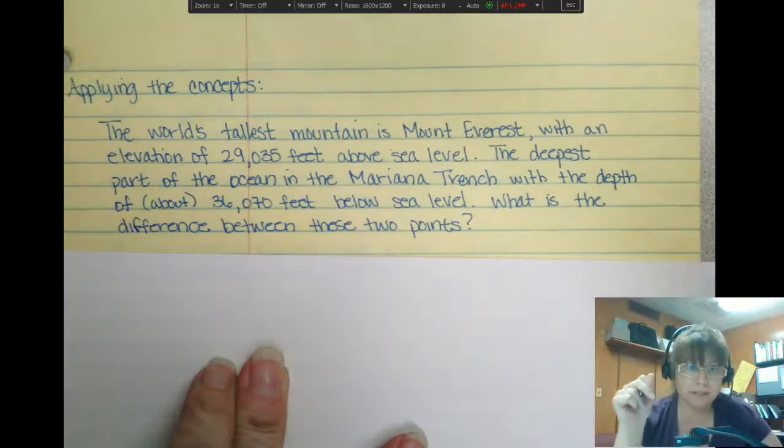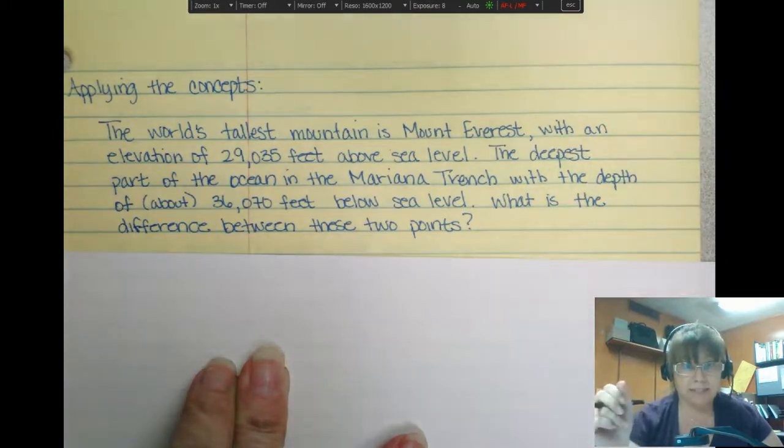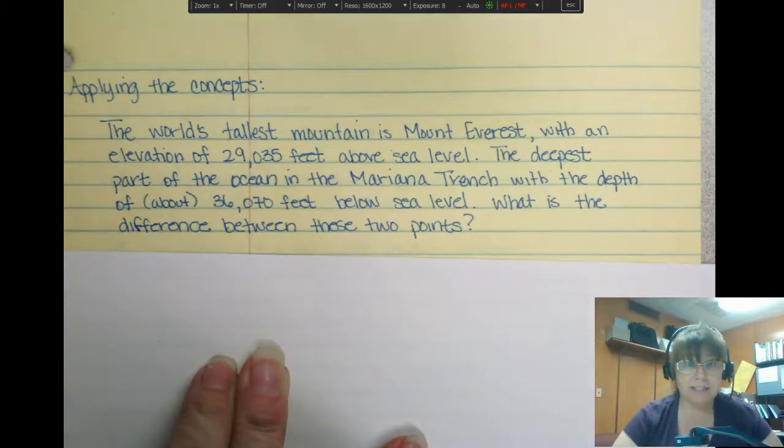Now let's put this into use for real world. The tallest mountain on Earth is Mount Everest, and it has an elevation of 29,035 feet above sea level. The deepest part of the ocean is in the Mariana Trench, and its depth is about 36,070 feet below sea level. What is the difference between these 2 points?